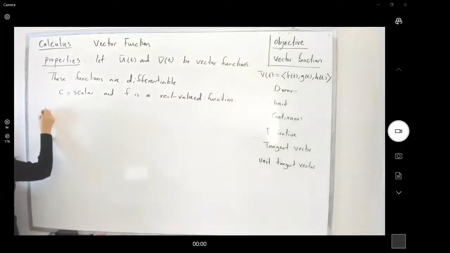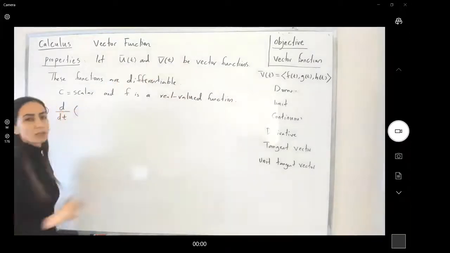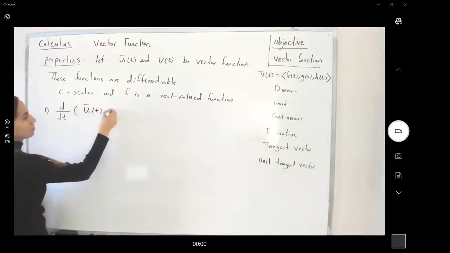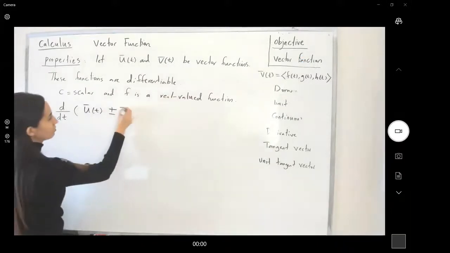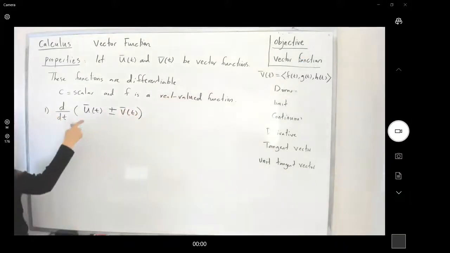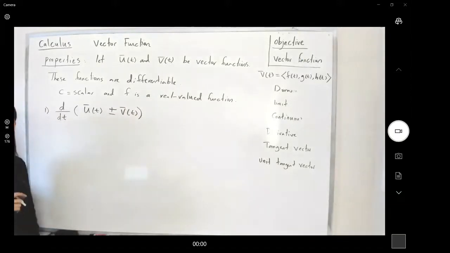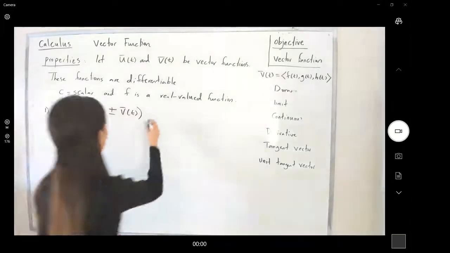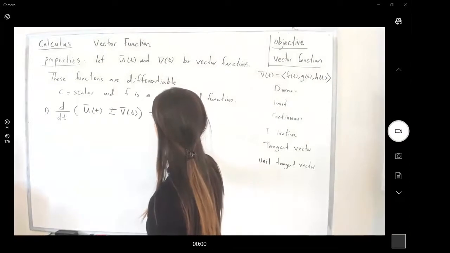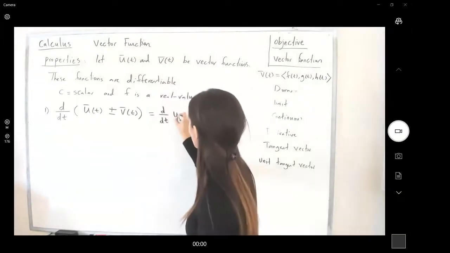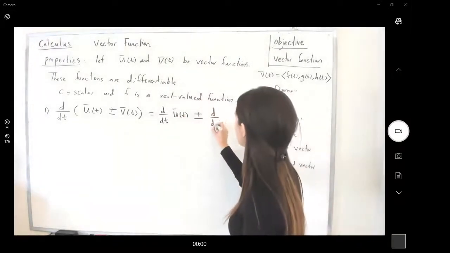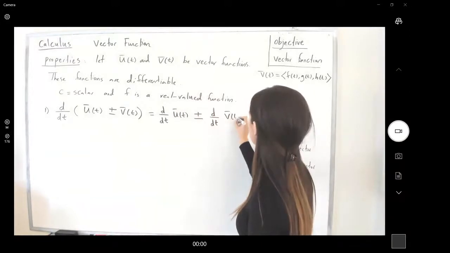If you differentiate the sum or difference of these two functions, u of t plus or minus v of t, it means that we take the derivatives of these functions respectively and we add or subtract the results. This is equal to d dt of u of t plus or minus the differential of v of t.